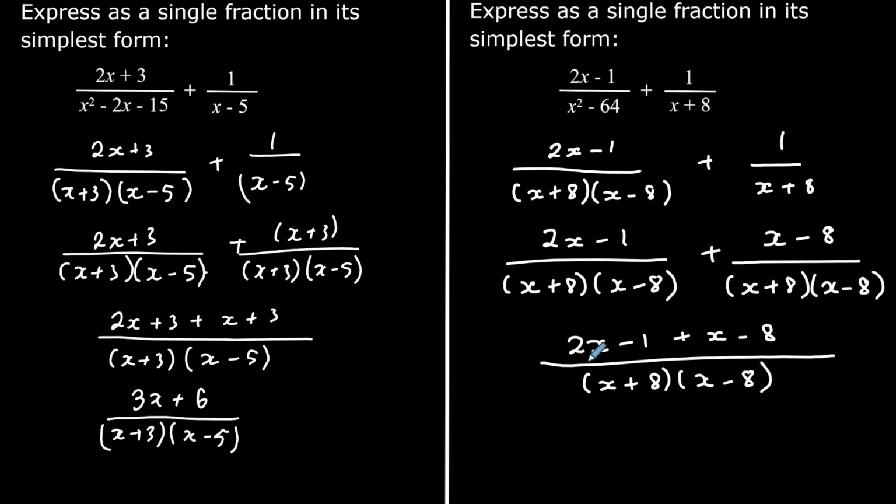Collect the like terms, so 2x and x make 3x. Negative 1 minus 8 is negative 9. So 3x minus 9 over x plus 8 times x minus 8.